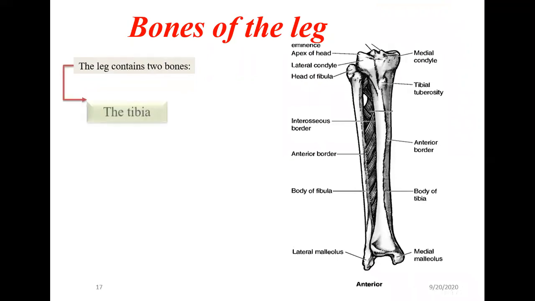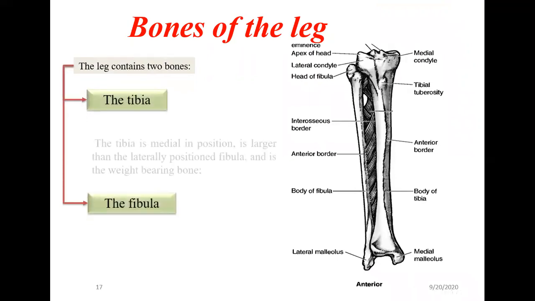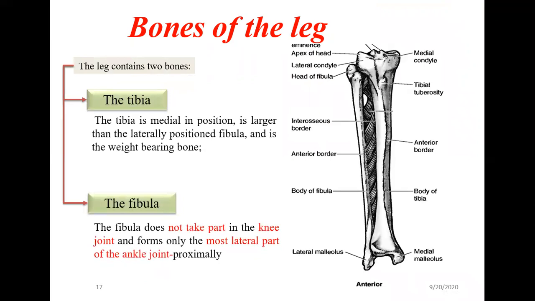Now coming to the bones of the leg. Leg, as we have seen, has two bones. One is called the tibia. Here, this is the tibia, and a smaller, thin, long bone. This is called the fibula. The thick bone is called the tibia, and the thin bone is called the fibula. The tibia is medial in position, and is larger than the laterally positioned fibula. So this tibia will be on the medial side. Medial means toward the center, and this will be lateral, outside.